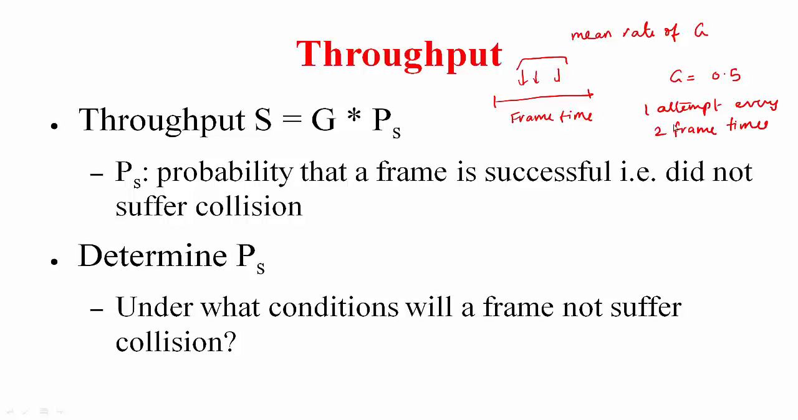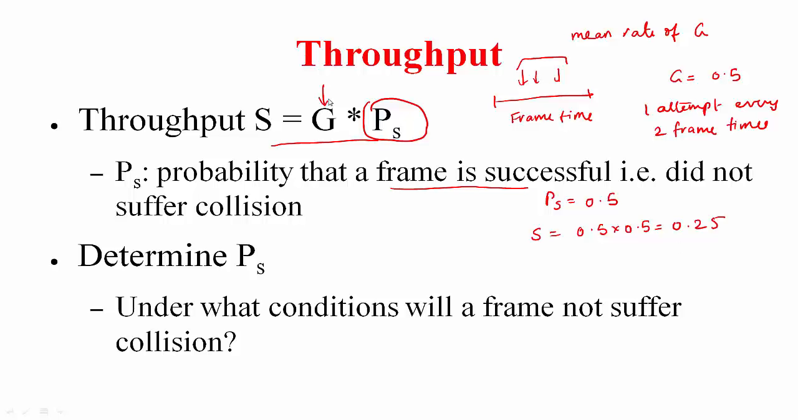Now when you have a g like this, and once a frame comes, the probability that a frame is successful is given by this PS term, then the throughput of the system is given by this particular formula. Suppose PS were also 0.5, then the throughput is 0.5 into 0.5, which is equal to 0.25. So what this means is, in the long run, in a frame time, you're only able to get out 1/4 of a frame.